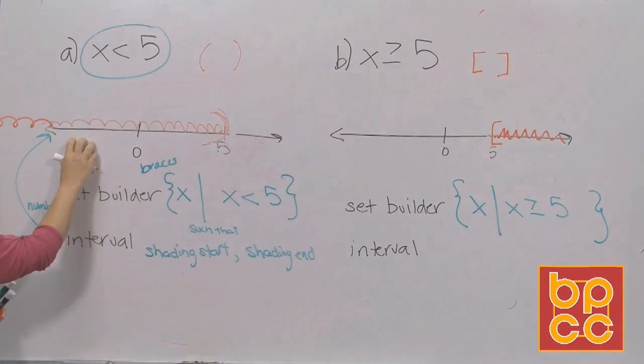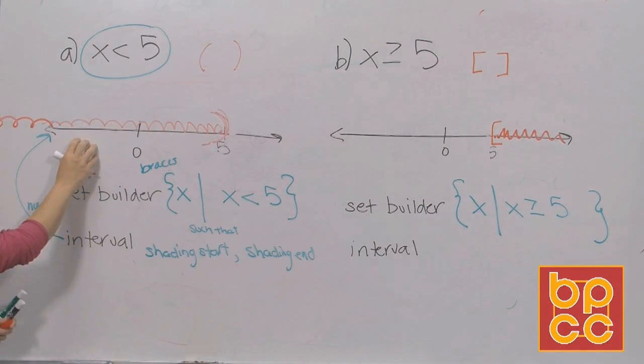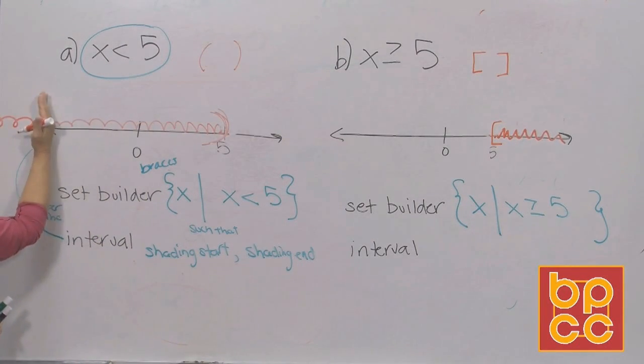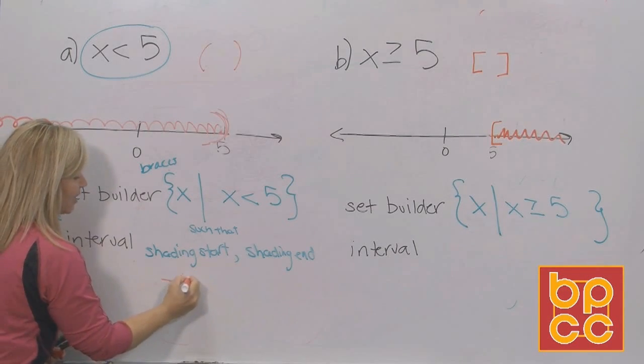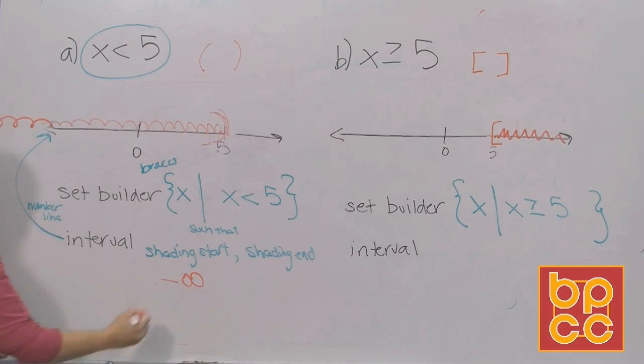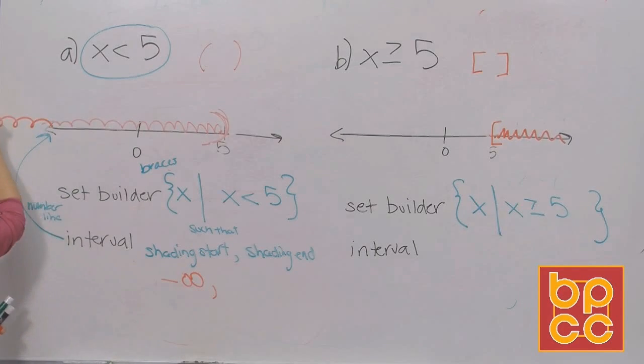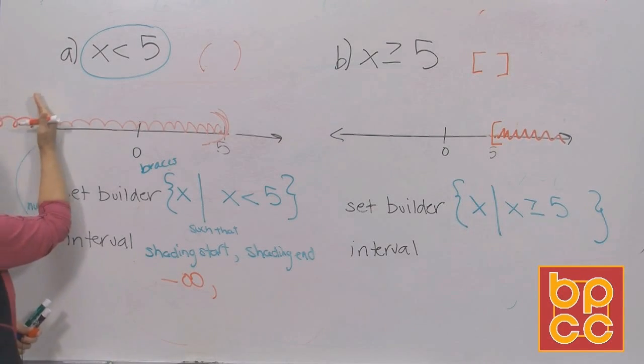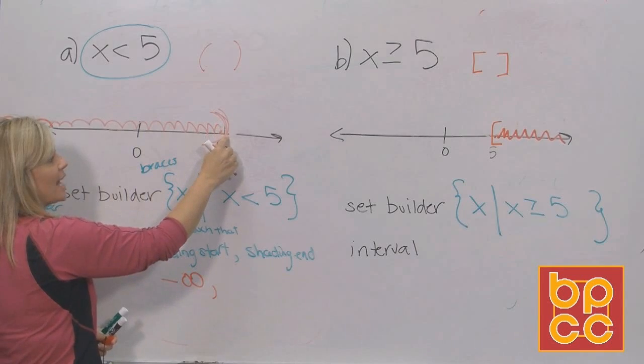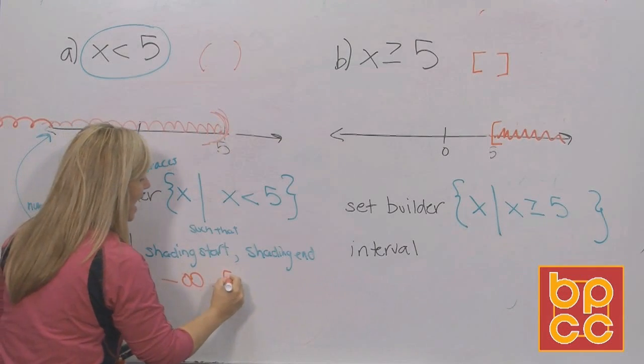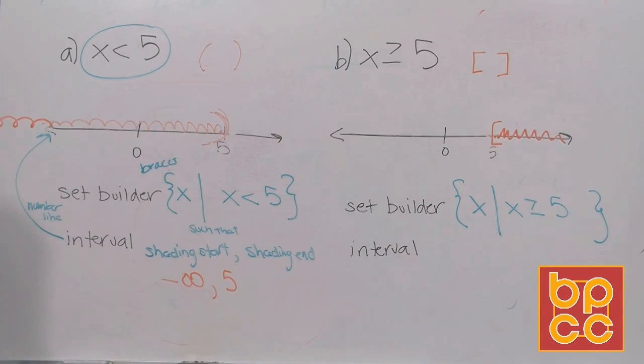So if I'm just trying to explain where the shading starts, and it starts at the end here, which I can't put a number on, I would say the shading starts at negative infinity. Then I'd put a comma, and I'd ask you where the shading ends. So follow your hand, and the shading ends here, and it ends at 5. That seems pretty simple, right?